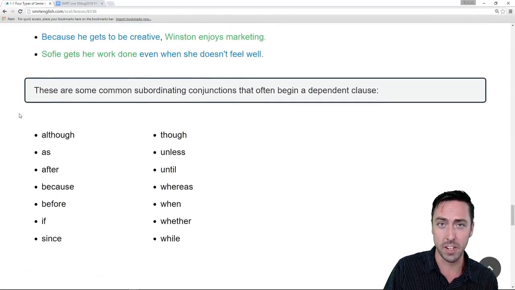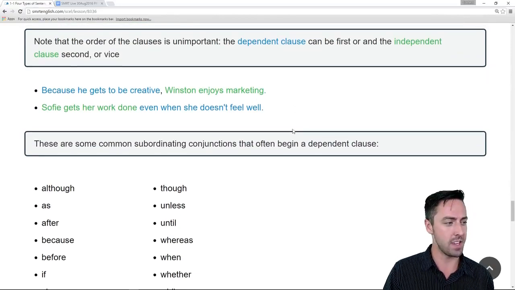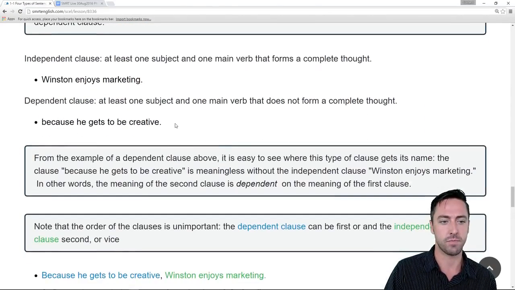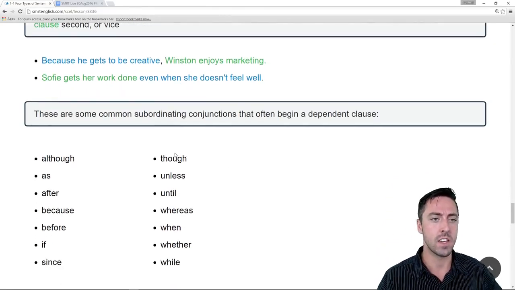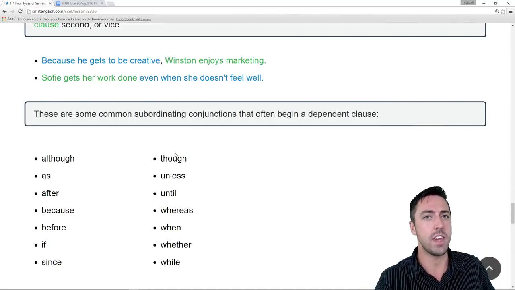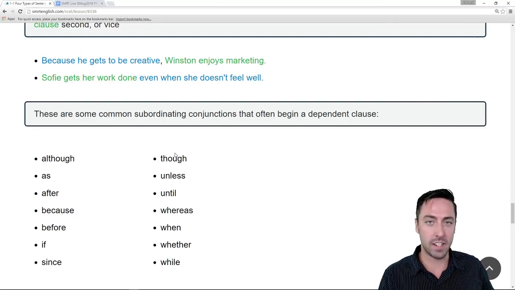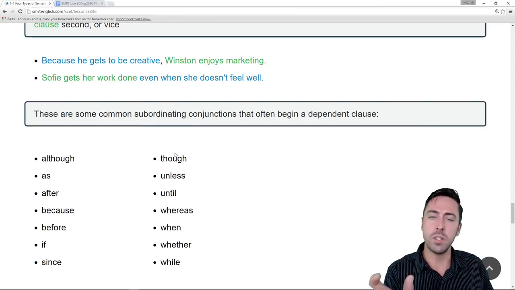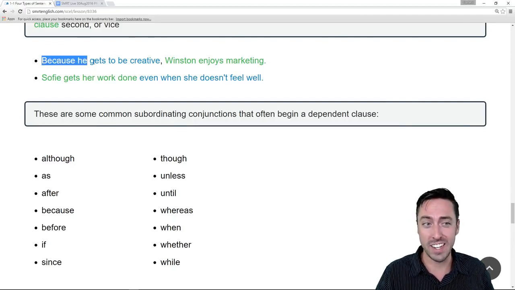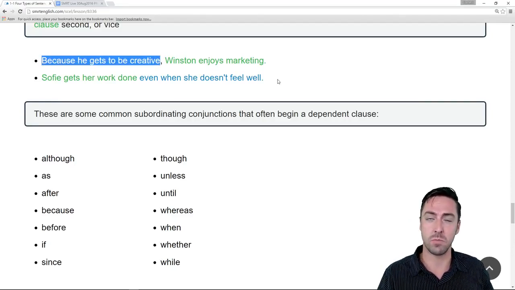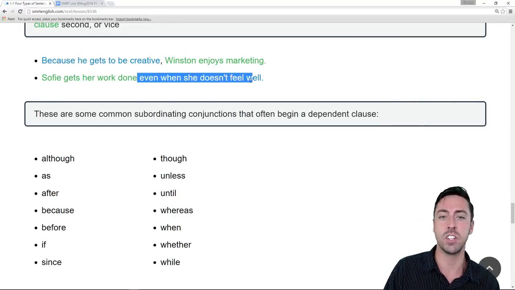The conjunctions have a specific place in the sentence. And I think that you're probably talking about these coordinating conjunctions or subordinating conjunctions that we were talking about here. Usually, they can go in any order, the clauses, and they introduce the dependent clause. We need to put it in that place to introduce the dependent clause. Now, the dependent clause could be first in the sentence. For example, because he gets to be creative, Winston enjoys marketing. Or it can be at the end of a sentence, even when she doesn't feel well.